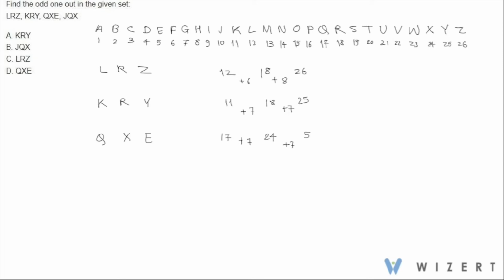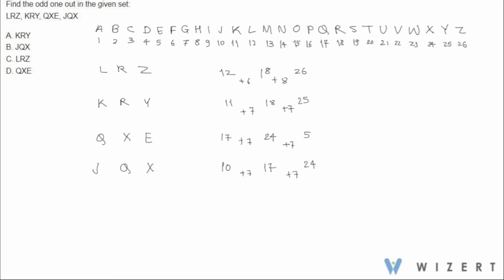So let's see J, Q, X. J is 10, Q is 17, X is 24, and if we look at it, plus 7, plus 7.